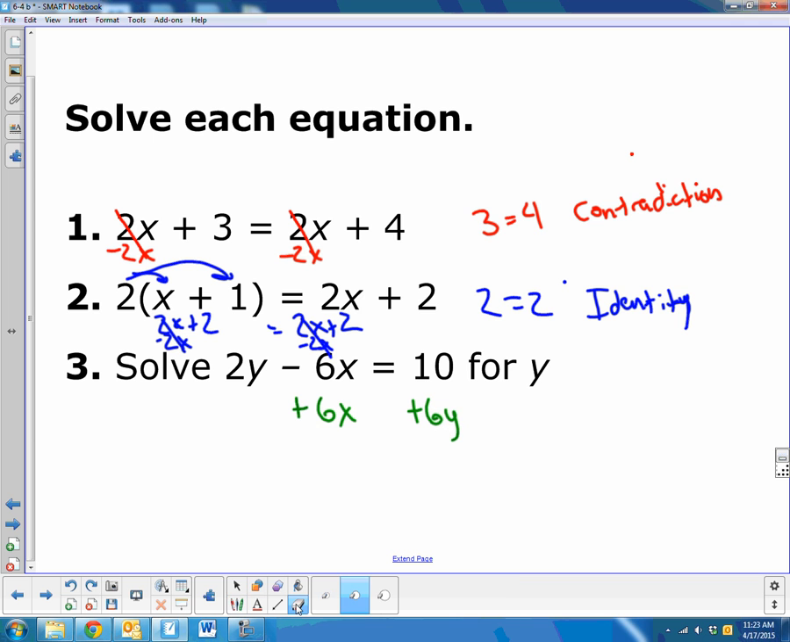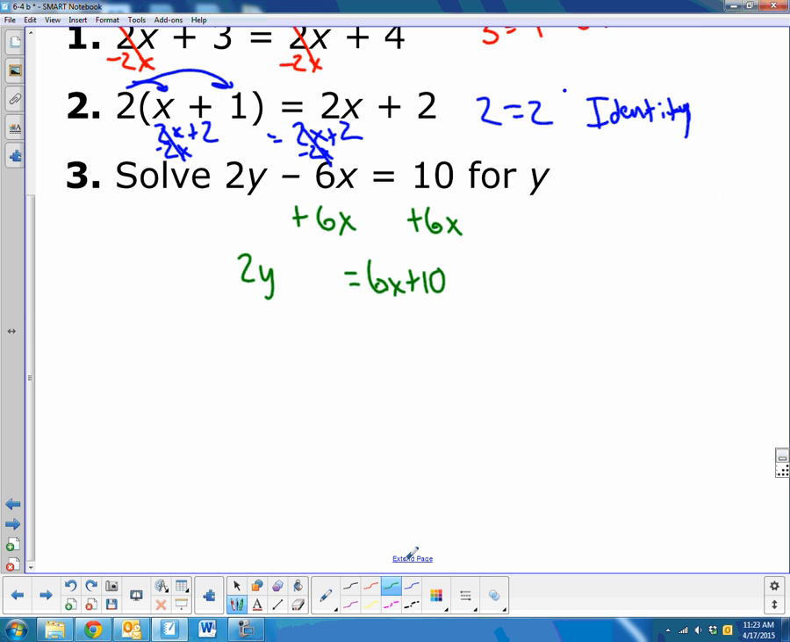And there I said y and I wrote y. We would need to isolate y. It needs to be isolated. So 2y equals 6x plus 10, or 10 plus 6x. Divide everything by 2. I get that y equals 3x plus 5.